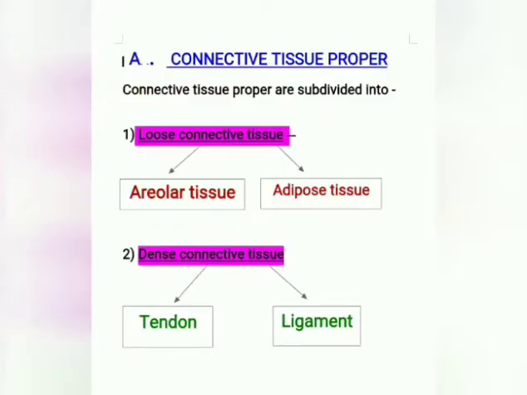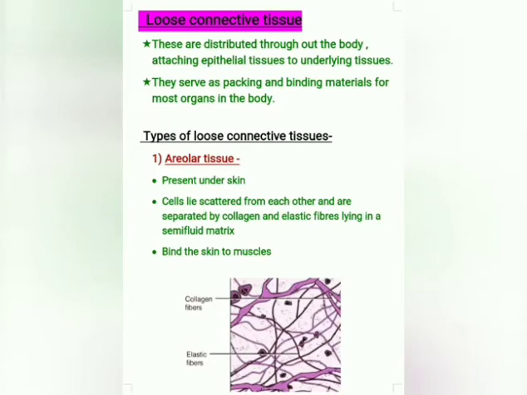Again, loose connective tissues are of two types, that is areolar tissue and adipose tissue, whereas tendon and ligament are the dense connective tissue. Areolar tissues are the simplest and most widely distributed connective tissue, which form a continuous layer beneath the skin of the animal's body. Due to the presence of areolar tissues, our skin can be easily stretched and on release returns to its original position.